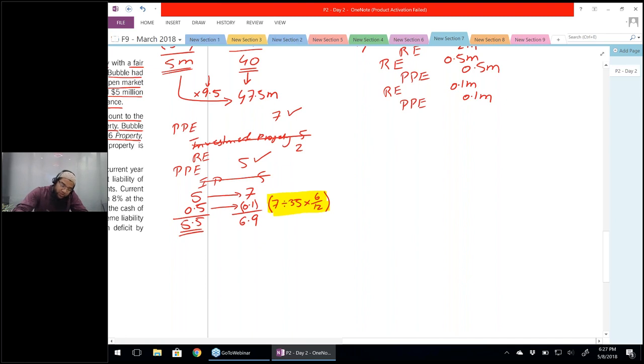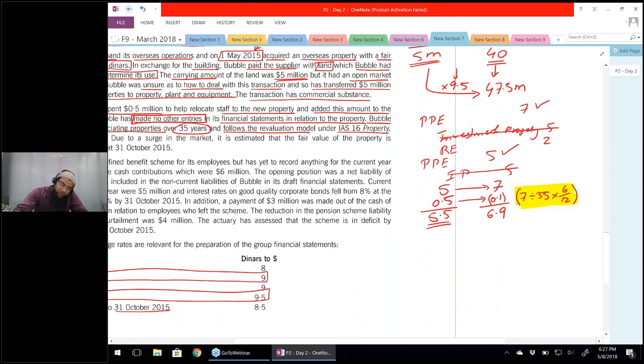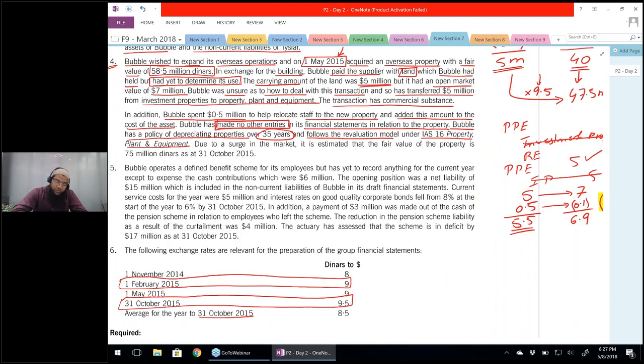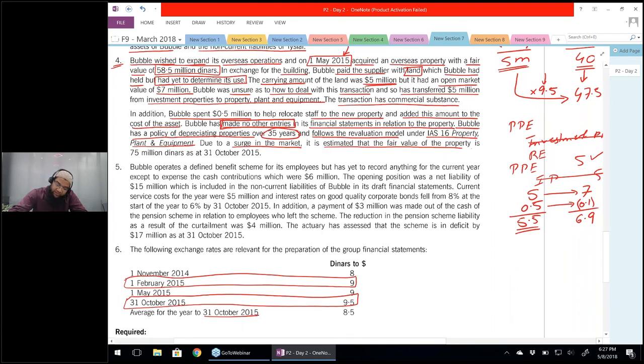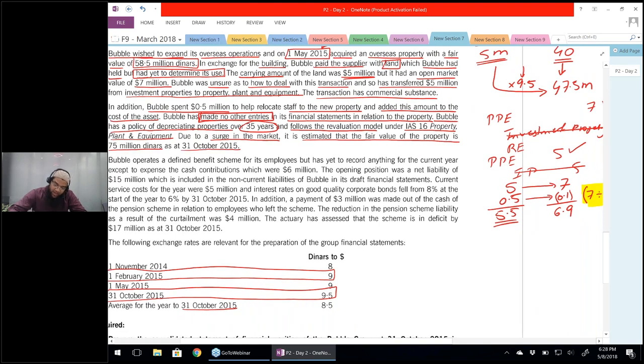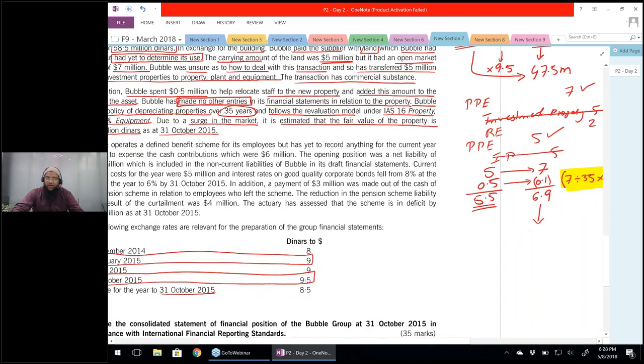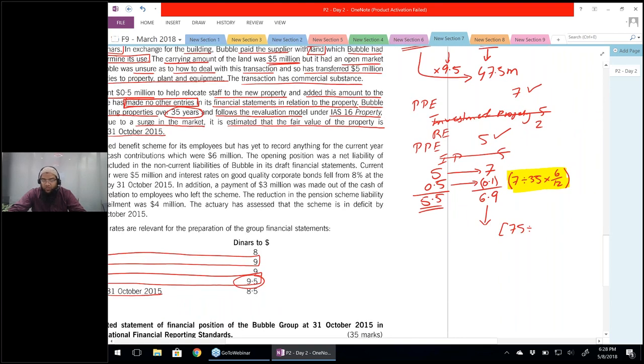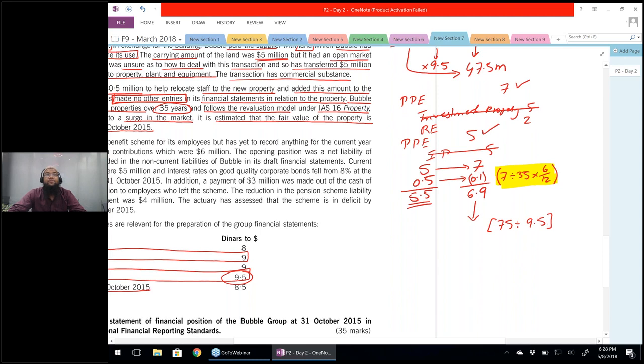Now the question says that due to a surge in the market, it's estimated that the fair value of the property is 75 million dinars at 31st October 2015. So now the value has increased to 75 million dinars. And the exchange rate at the year end was 9.5. So 75 divided by 9.5 will give us the fair value at the year end. What fair value are we getting? $7.9. So the asset should be revalued upwards actually by $1 million. So we should be revaluing the asset upwards by $1 million.